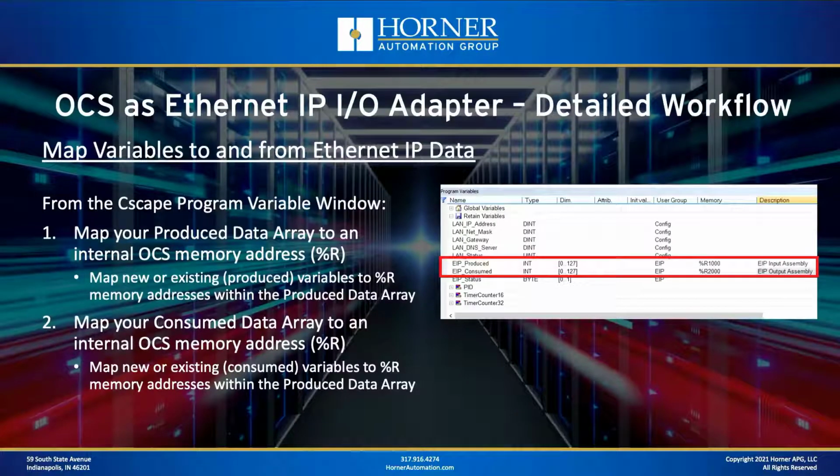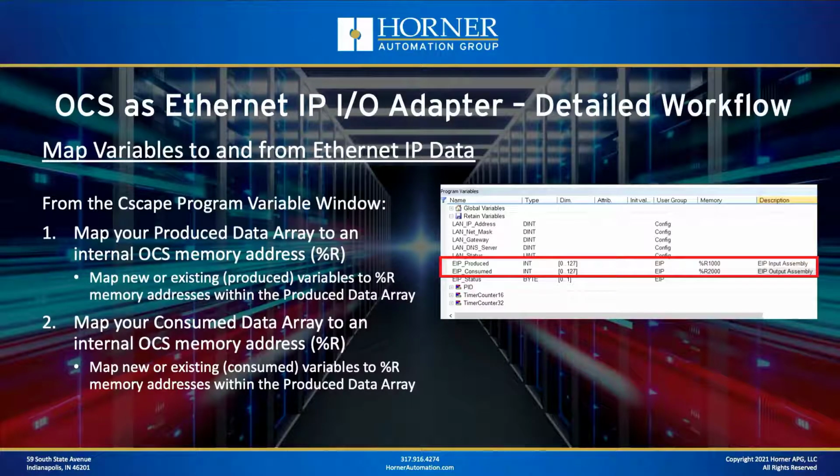Okay, now that we've gone ahead and configured Cscape for Ethernet IP, now we need to do some mapping. Now, mapping is a function that really only needs to be performed occasionally with variable-based advanced ladder. It needs to be performed with real-world I/O, and it needs to be performed with network communications. And Ethernet IP is no exception. So the first thing you're going to do is map your produced data array to an area of internal OCS memory %R, somewhere in that memory structure.